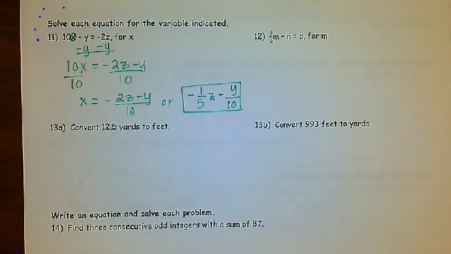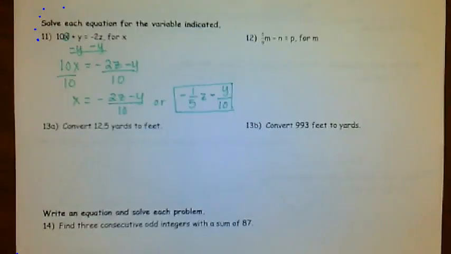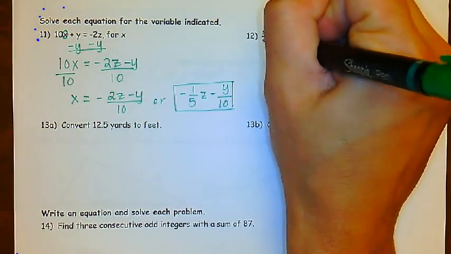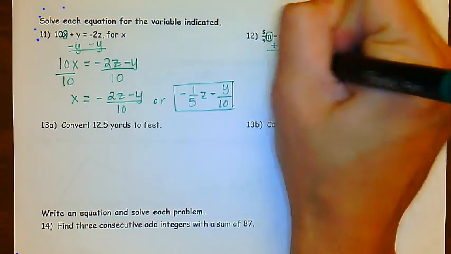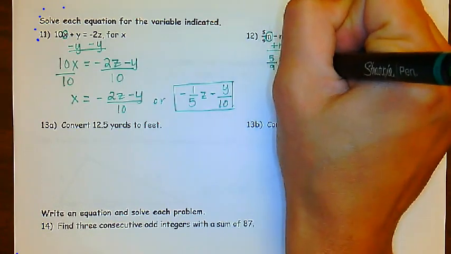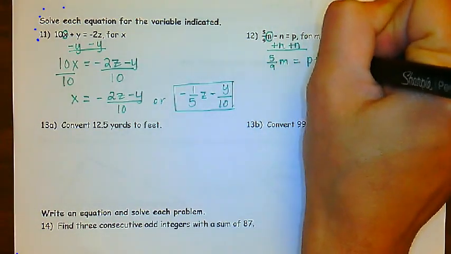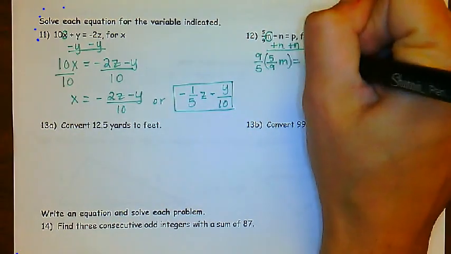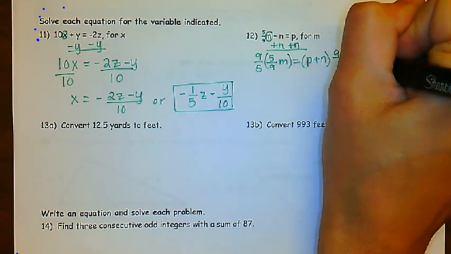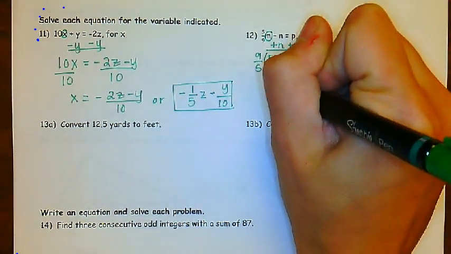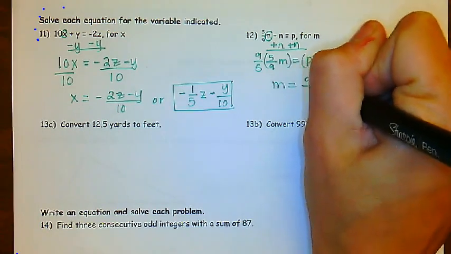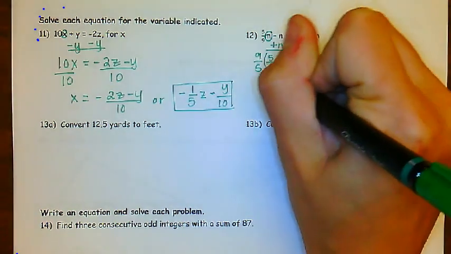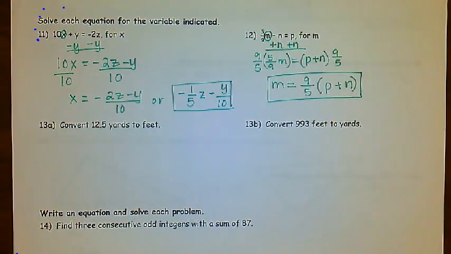Okay. Similarly for number 12, we're solving for m. Okay, so let's add n. We need to isolate that m from anything. So we get p plus n. And then let's multiply by the reciprocal to get that m by itself. So m is equal to, so you can either leave it like this or you can distribute it in. I'm just going to leave it like this.